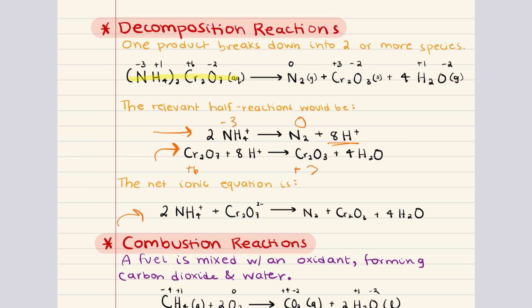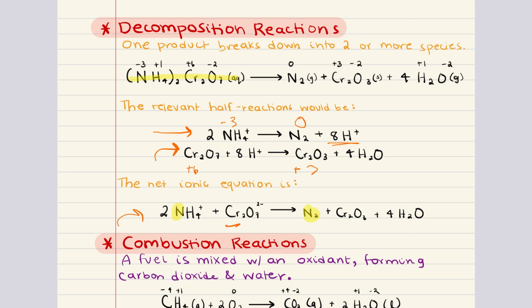redox reaction. Now the nitrogen atom in the ammonium ion acts as a reducing agent because it donates electrons and it's oxidized from an oxidation state of -3 to 0. Now the chromium atom in the dichromate ion acts as an oxidizing agent because it accepts electrons and it is reduced from an oxidation state of +6 to +3.